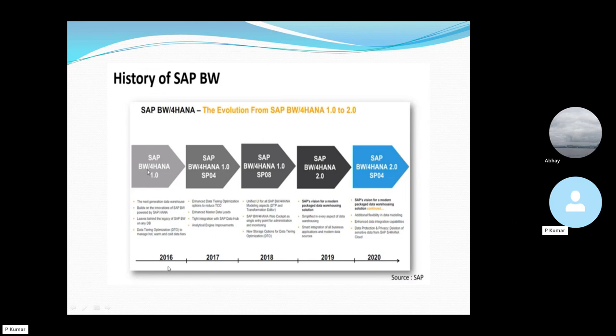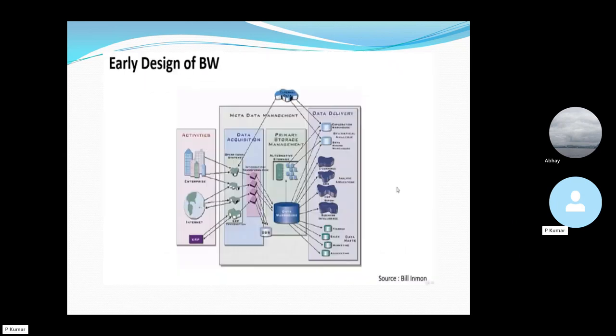How and in what year that particular version 1.0 came here. You can see this is 2016, 1.0 after the SP service pack. Finally in 2020, the 2.0 and service pack 0 were launched. So currently it is running 2.0. This is the history of SAP BW.